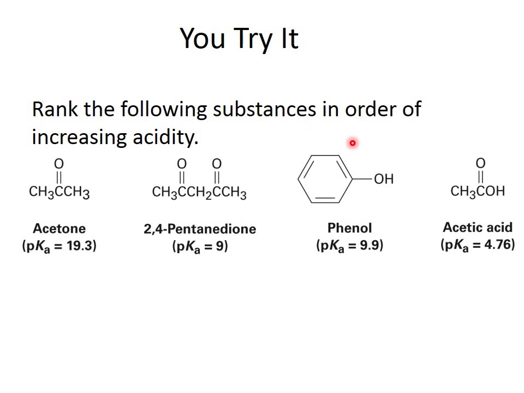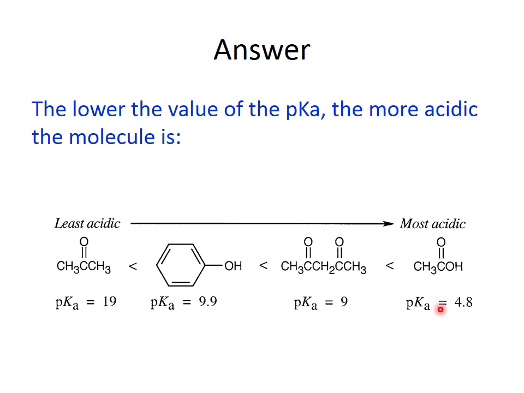Go ahead and rank the following substances in order of increasing acidity. Pause this and then resume after you've identified the order of acidity. If I look at these molecules, the pKa is telling us which one's most acidic. The lower the pKa, the more acidic. The higher the pKa, the least acidic. So all I have to do is put them in order of pKa, and then I have them in order of acidity.